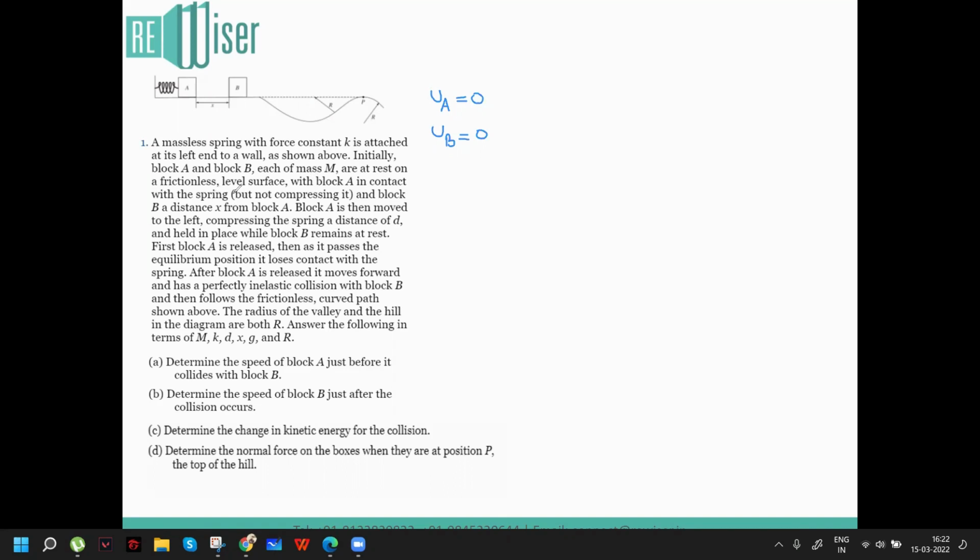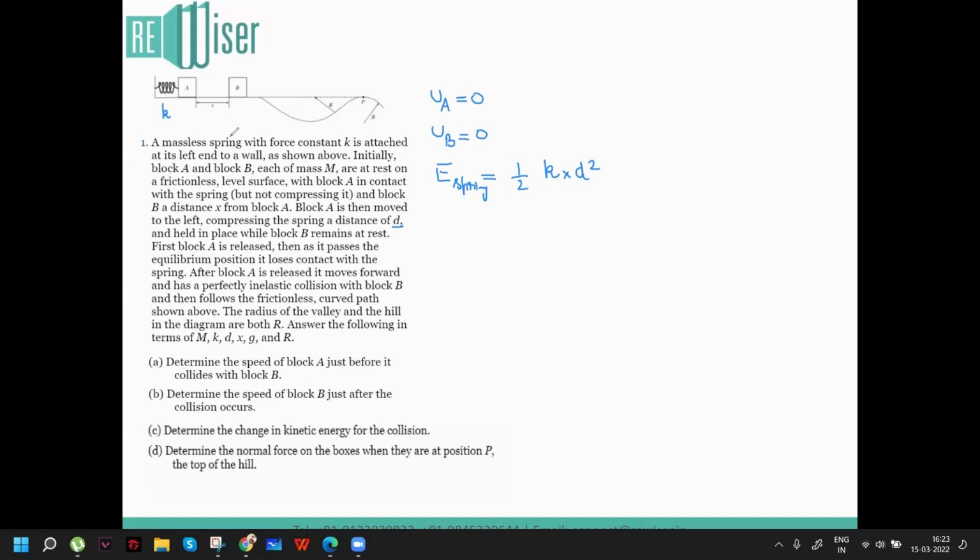Now block A is in contact with a spring and block B is at a distance of x from block A. Block A is then moved to the left, compressing the spring by a distance d. Now here d is assumed to be the compression length of the spring. And when the spring compresses, the elastic potential energy of the spring, or the energy stored in the spring, is given by the expression: energy in the spring is equal to half the spring constant, which is given by the small letter k, times d square. Here the spring constant k is denoted by the small letter k.